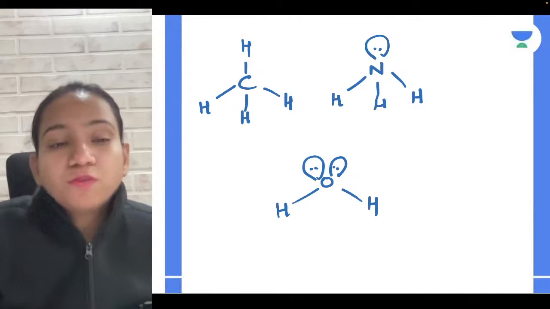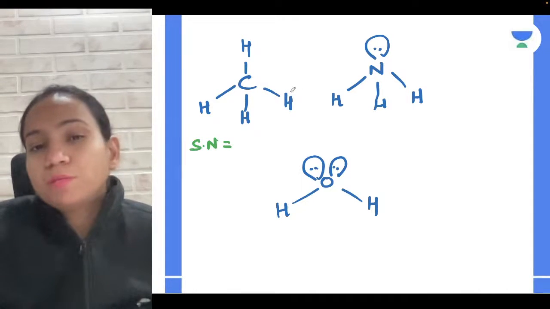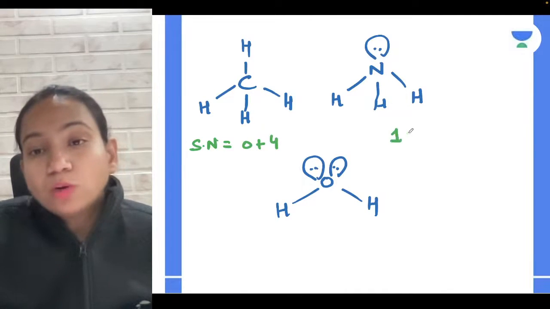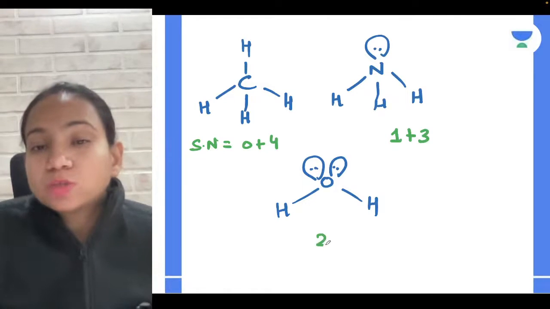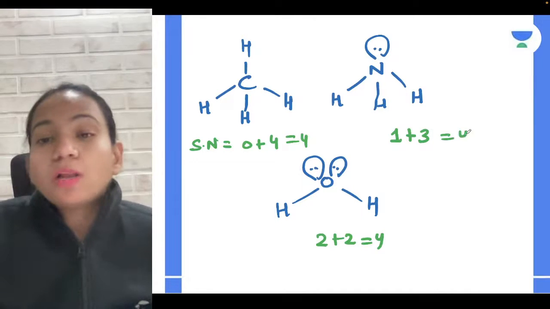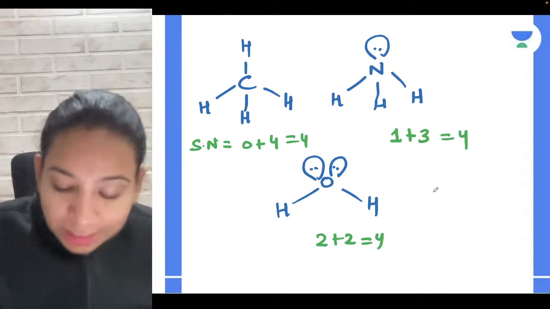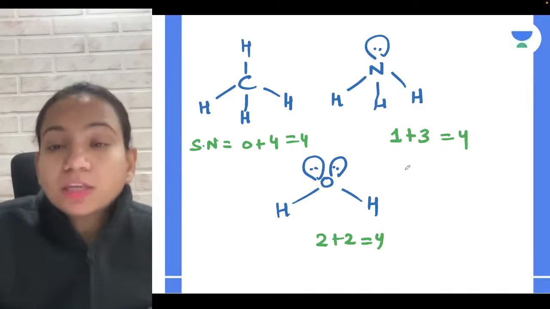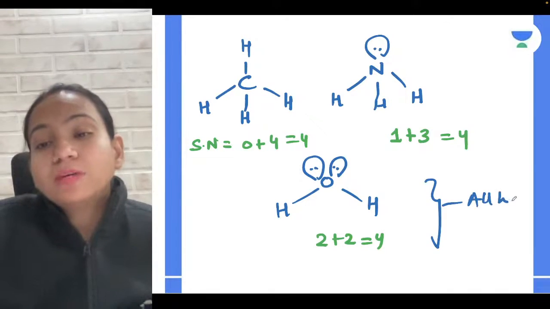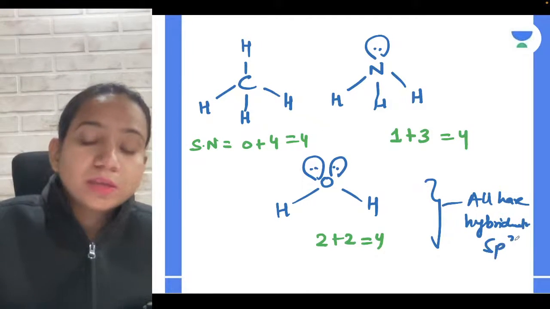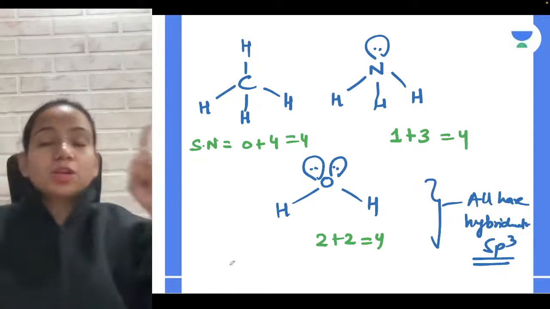For all of them, first we calculate the steric number. Steric number is equal to number of lone pairs plus bond pairs. Methane has 0 lone pairs plus 4 bond pairs. Ammonia has 1 lone pair plus 3 bond pairs, and water has 2 lone pairs and 2 bond pairs. Although the combinations are different, they all have steric number 4. Because of this, all of them have sp3 hybridization.